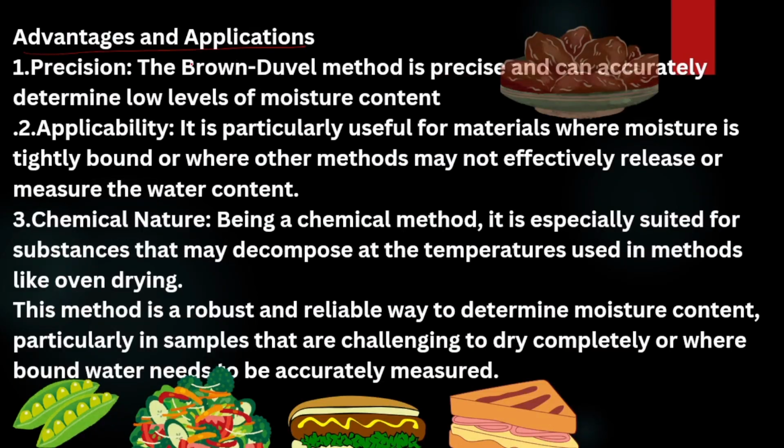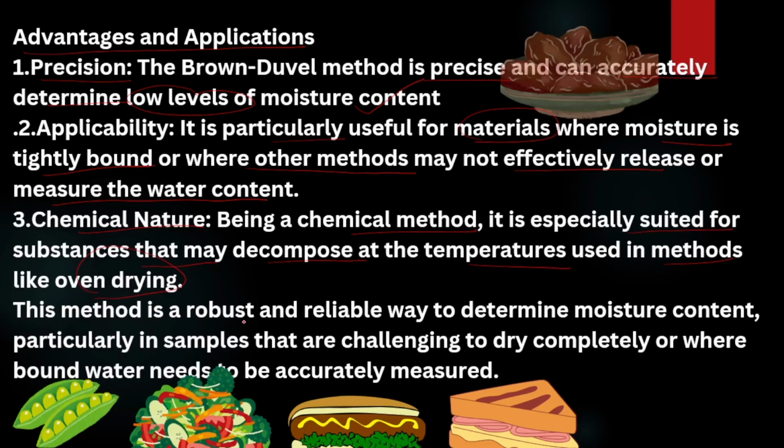Coming to the advantages and application. Precision. It is precise and can accurately determine low levels of moisture content. It is particularly useful for materials where moisture is tightly bound or where other methods may not effectively release or measure the water content. Chemical nature. Being a chemical method, it is especially suited for substances that may decompose at the temperatures used in methods like oven drying.